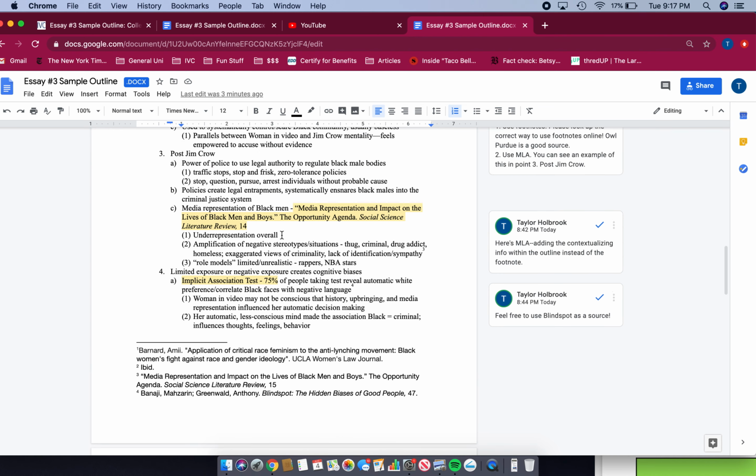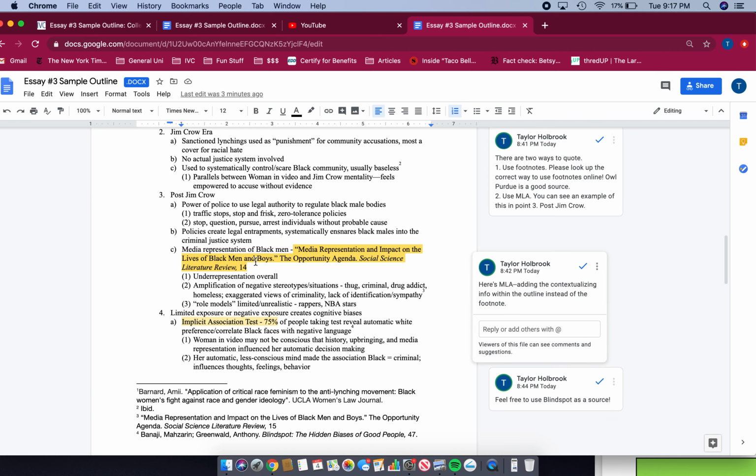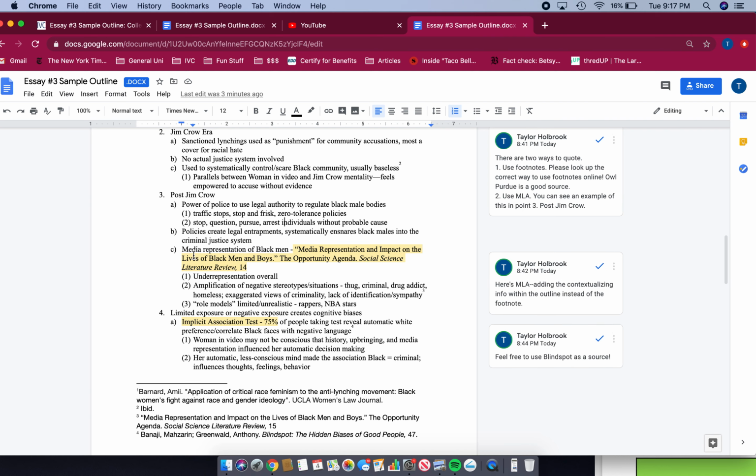Another way you could do it is in MLA. So down here, I entered it in the MLA, which meant within this paragraph, I didn't wait to put it down here. I added the same information, exact same information, plus the page number.